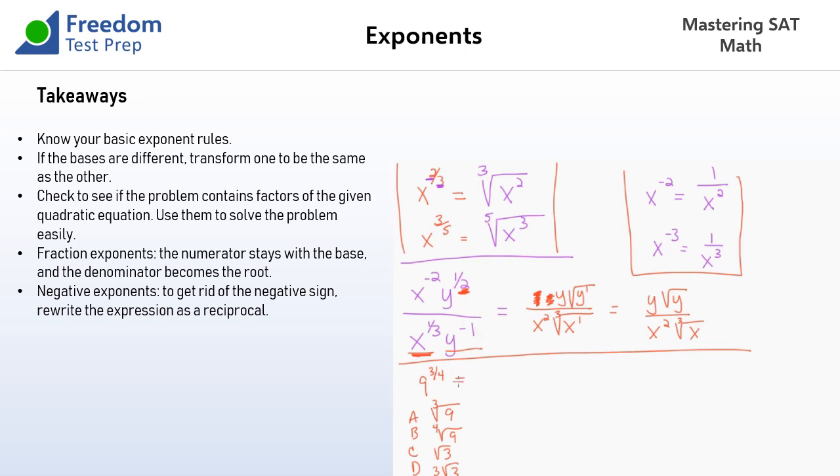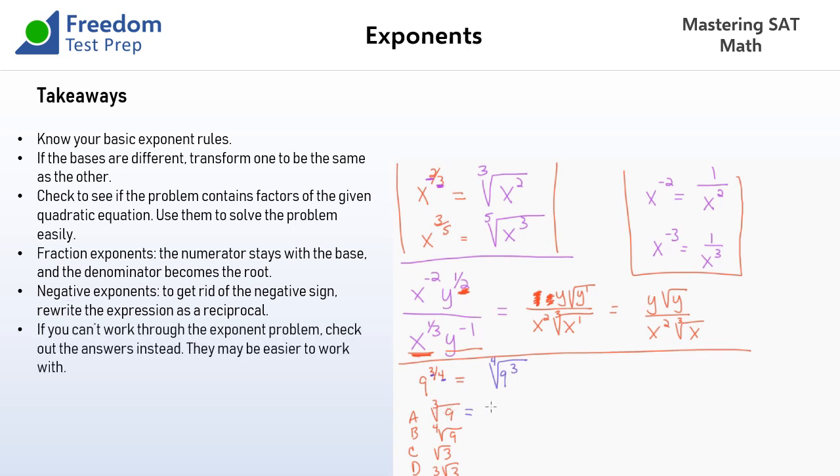Okay, now based on what we know, we could say the 3 stays with the 9, so it's going to be 9 to the 3rd, and we put the square root sign over it, and we put it to the 4th root. But that's not in any of the problems. And this is a little bit hard to transform. But what we could do is transform the answers. So we know that this would transform to 9 to the 1/3, right? It's just going backwards, right?